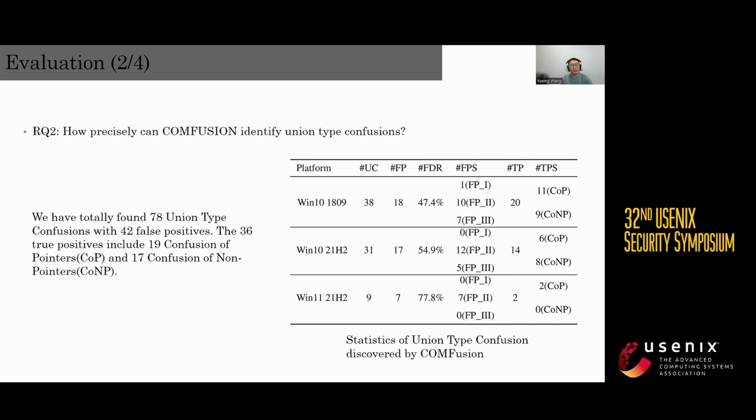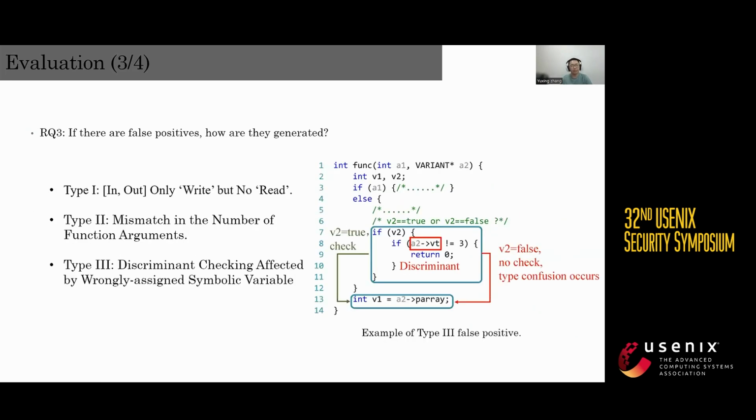The second problem is how precisely can it identify unit type confusions? As illustrated in the figure, we have found 78 unit type confusions with 42 false positives, and the 36 true positives include 19 confusions of pointers and 17 confusions of non-pointers. The third issue is how the false positives are generated. We have classified false positives into 3 categories. Firstly, some parameters have in-out attributes, but only the out takes effect. Secondly, we sometimes inaccurately infer the number of arguments of a function. And lastly, as shown in the figure, some discriminant checking is affected by wrongly assigned symbolic variables.